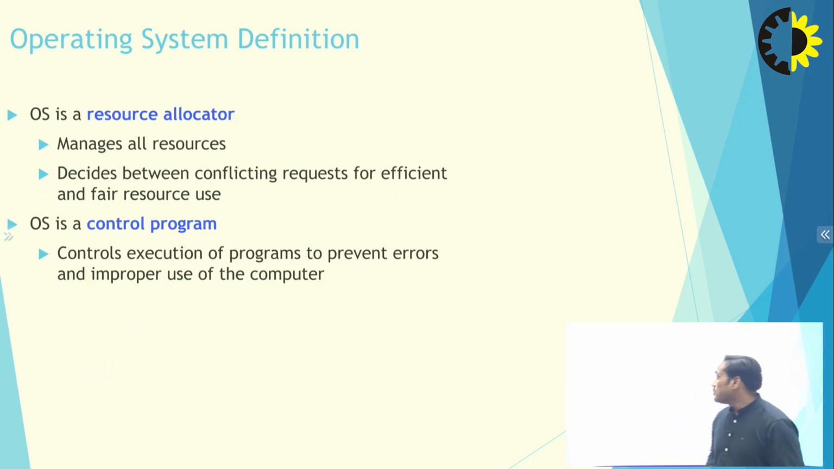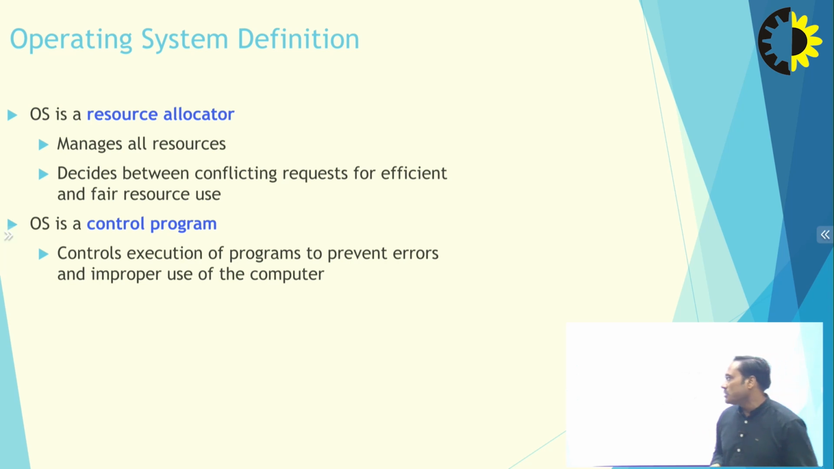The next point is the operating system definition. The operating system behaves as a resource allocator. Why is it a resource allocator? Because the operating system allocates all different types of resources as per the requirements of the users. It manages all resources and decides between conflicting requests for efficient and fair resource use. If a resource is free and available, the operating system will allocate that particular resource, depending upon its availability.